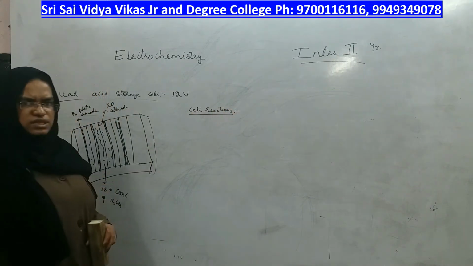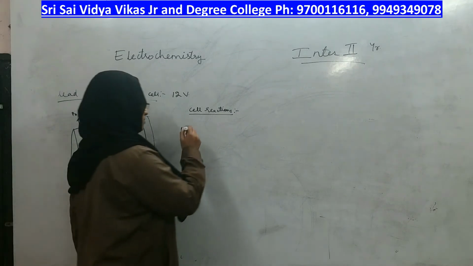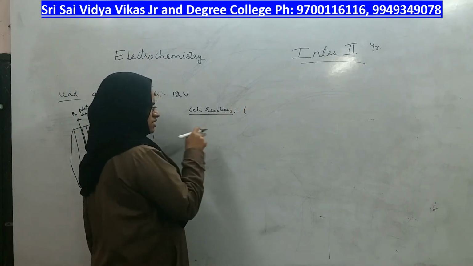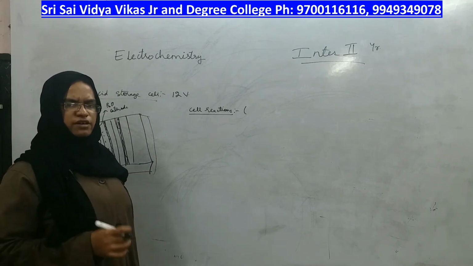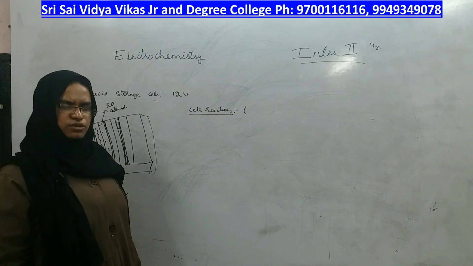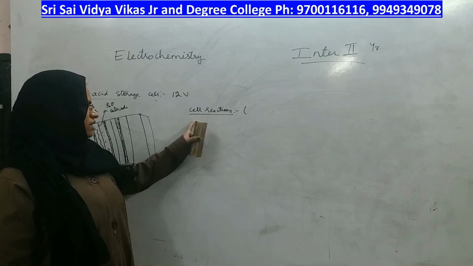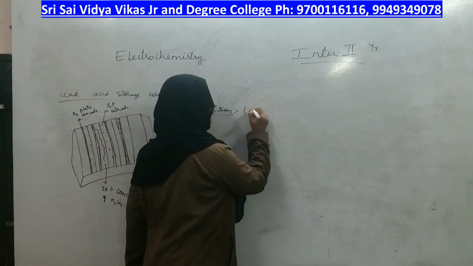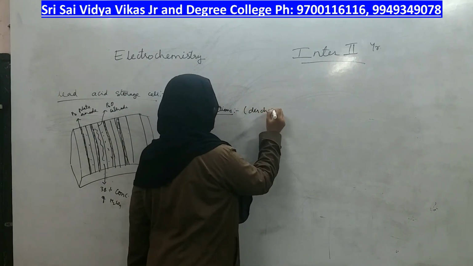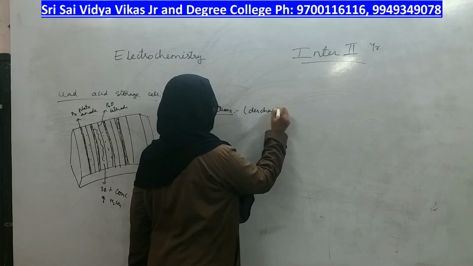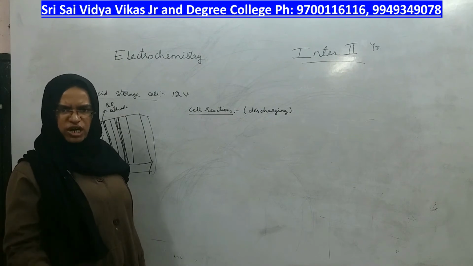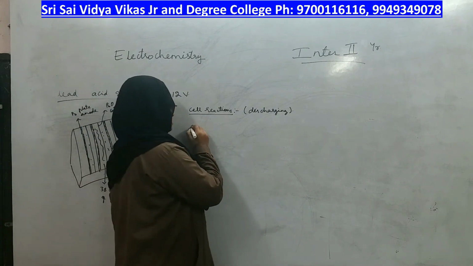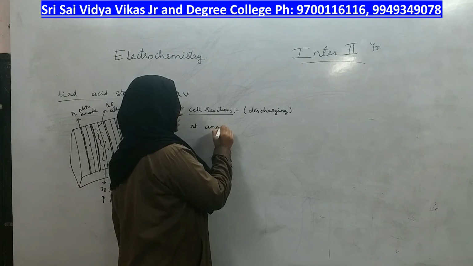Let us look at cell reactions. These reactions which I am writing are the reactions which take place whenever you are using the battery. Using the battery means you are discharging the battery, and it comes under using, discharging. Discharging means you are using the battery, removing all its charging. Okay. Same heading, reaction at anode.